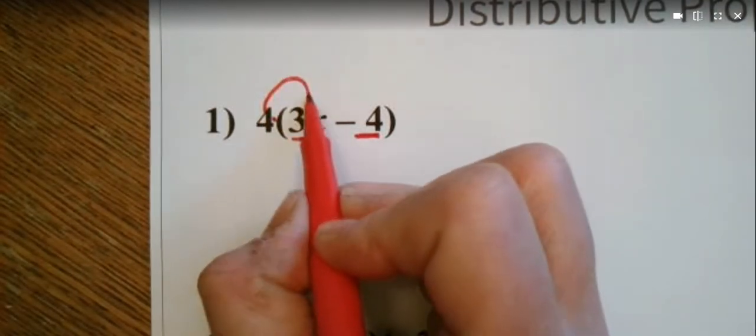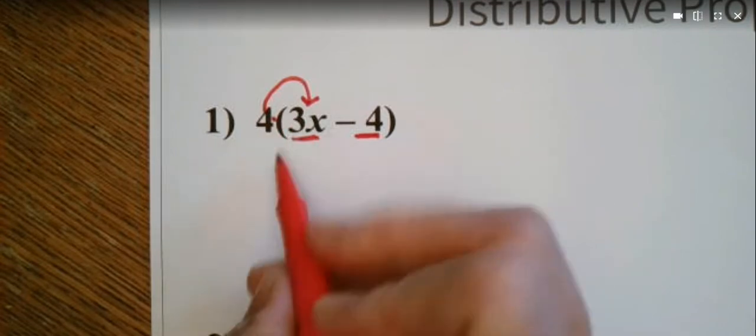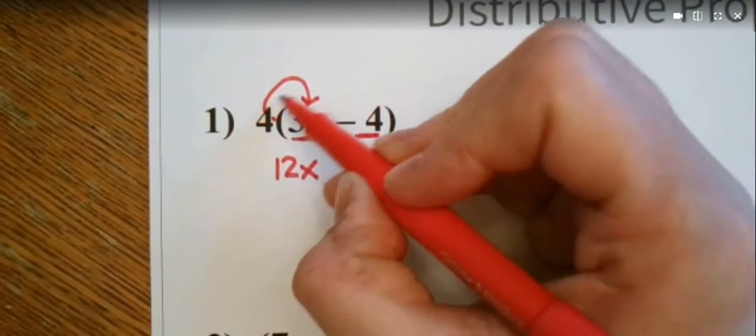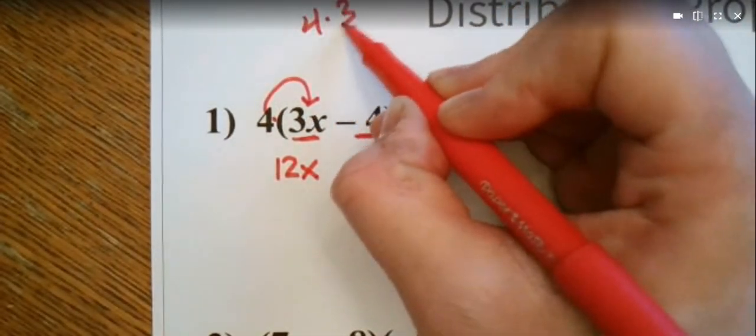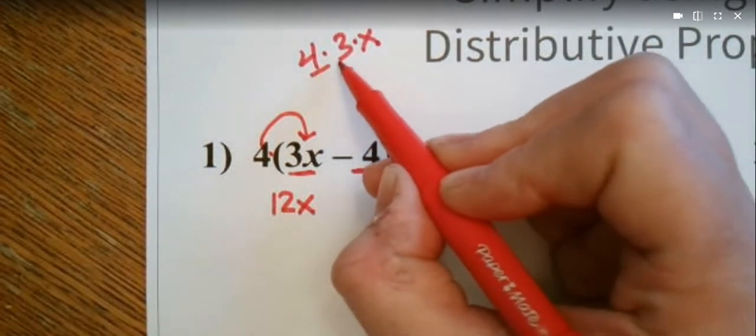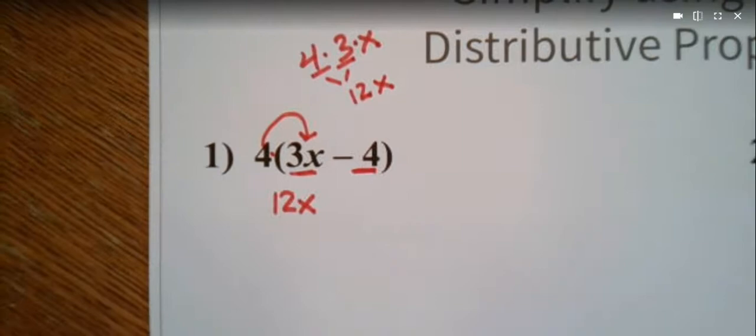So I'm going to take 4 times 3x, 4 groups of 3x. 4 times 3 is 12. I would have 12 x's. If you need to, you can write it out here: 4 times 3x, 4 times 3x. We know that this is multiply when they're stuck together. Do you see how the 4 and the 3 can be multiplied to give you 12? And then times x, I just bring it down.